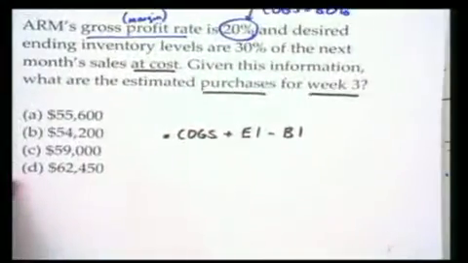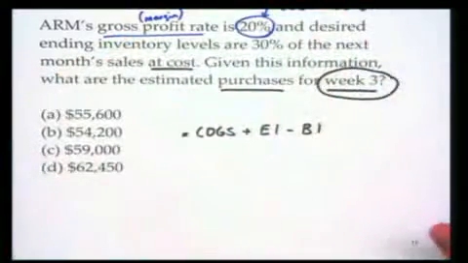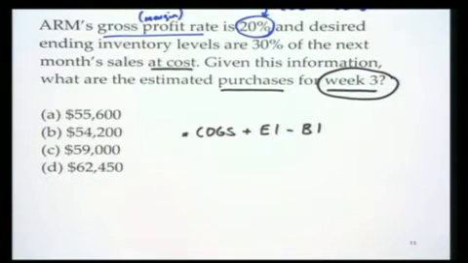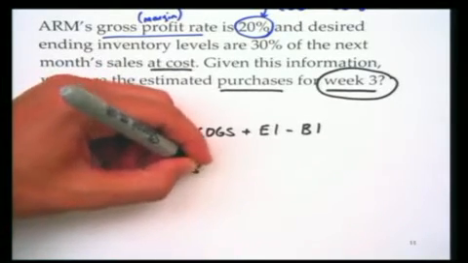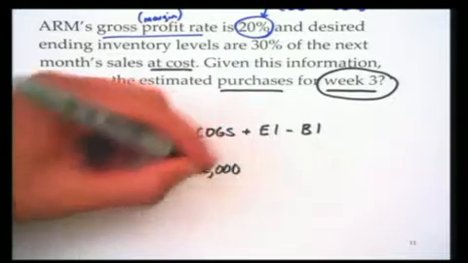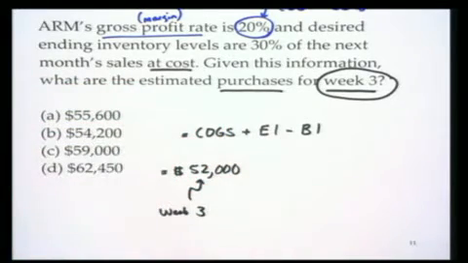Good. We're going to go back to the formula and say, okay, cost of goods sold plus ending minus beginning. But let's do this. Remember, it's cost of goods sold for which week, guys? Good. Always read the question and see which week they're asking for. So let's first get the cost of goods sold for week 3. The cost of goods sold for week 3, we just did the math, figured out was $52,000.